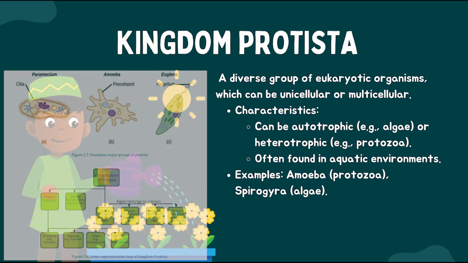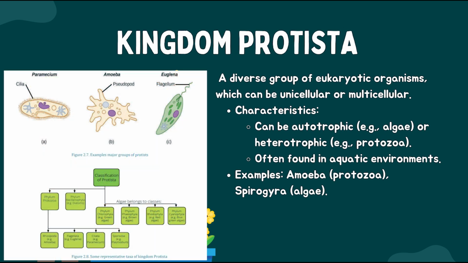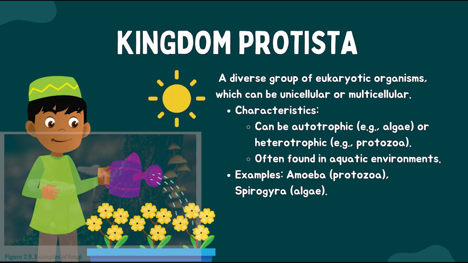Kingdom Protista. Now let's move to the Protista, a very diverse group. They are eukaryotic, meaning they have a nucleus. Some are unicellular, others multicellular. Autotrophs like algae make their own food. Heterotrophs like amoeba eat other organisms. Most live in water and play key roles in aquatic food chains. Examples: amoeba, which can change shape, and also Spirogyra, green algae often seen in ponds.